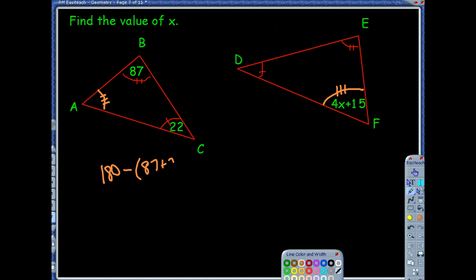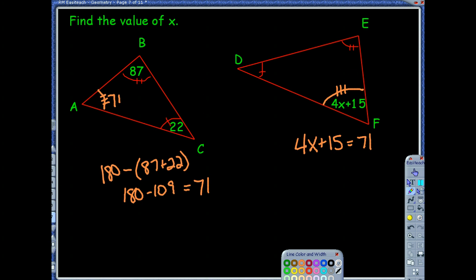So 87 plus 22, and take that away, and you get... Let's see. 87 plus 22 is 109. So 180 minus 109 is 71. So this is 71 degrees. Okay, so that means that if that's 71 degrees, what else do we know? That is also 71. So we could do 4x plus 15 equals 71.